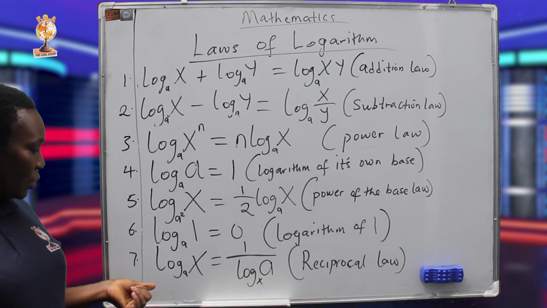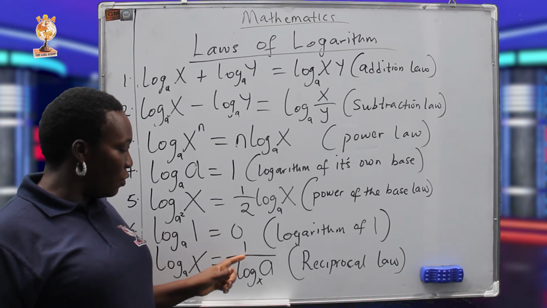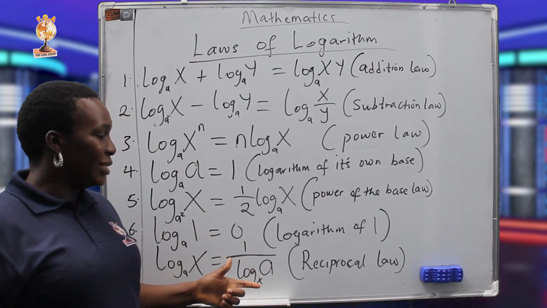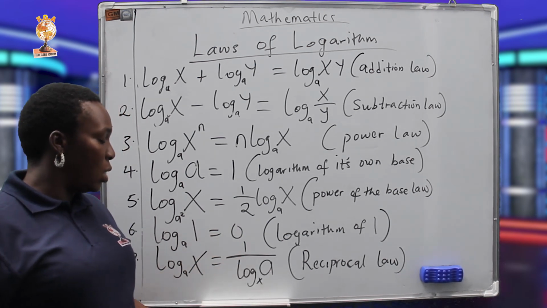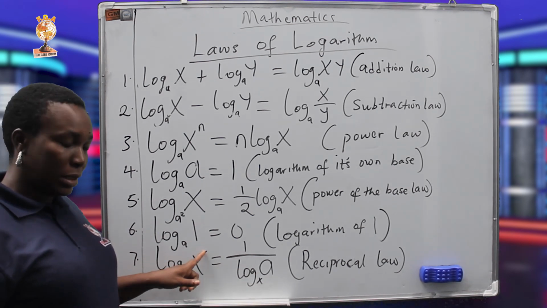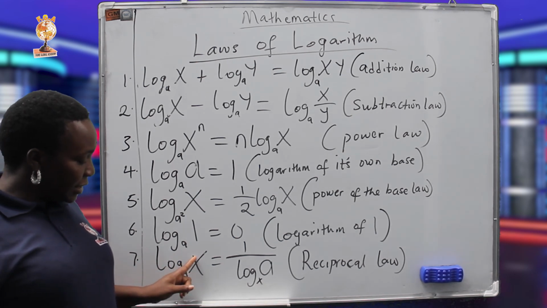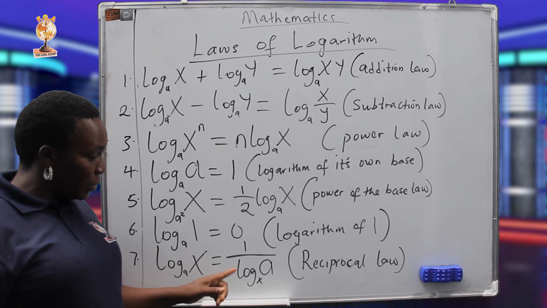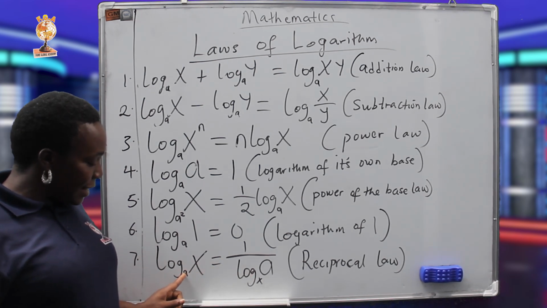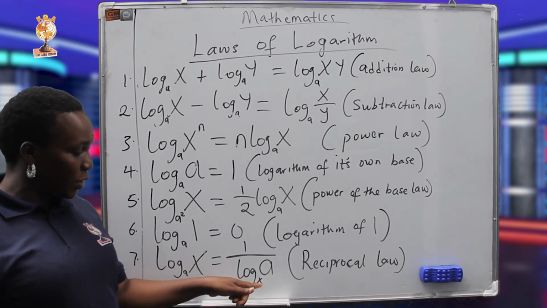And the last one is log x base a is equal to 1 over log a base x. This is called the reciprocal law. It's like interchanging the logarithm and the base. As you can see here, this is log x base a. The x is the logarithm, the a is the base. But in this place, the a that is the base has become the logarithm, while the x that is the logarithm has become the base.